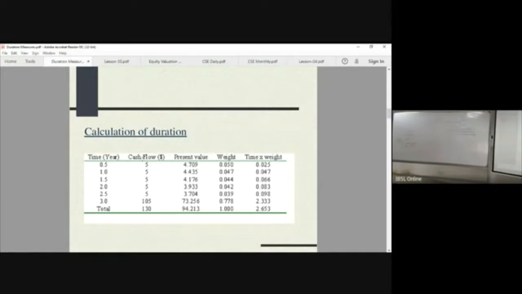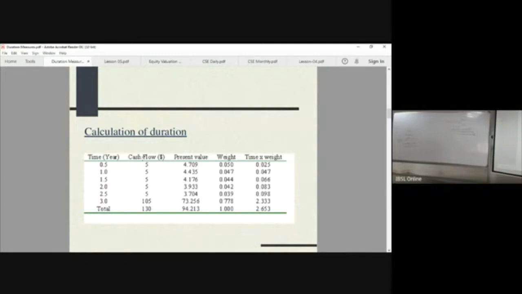Right. Now I am asking you to do a small exercise. Change the coupon payment for this. Here the coupon payment is 10% per annum. You take the coupon payment as 8%, and see what will happen to the duration. Coupon payment is 8%.